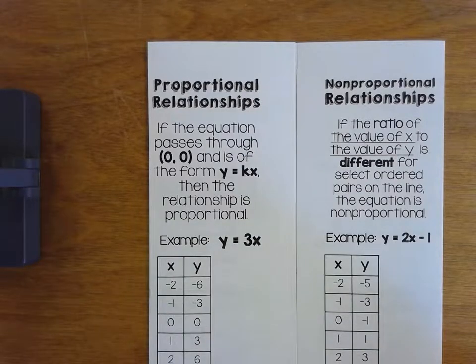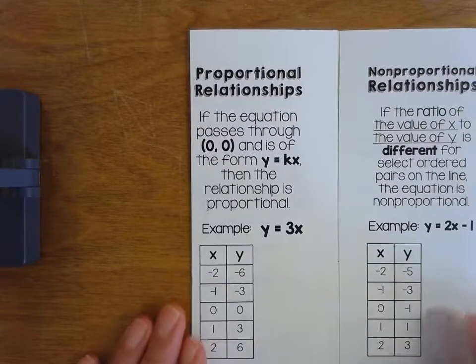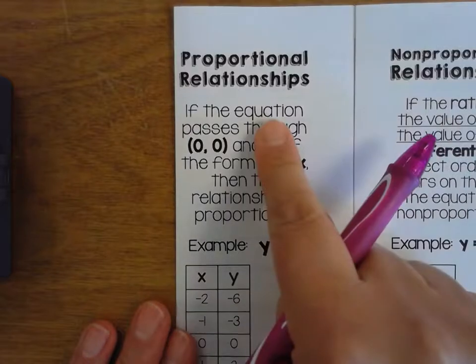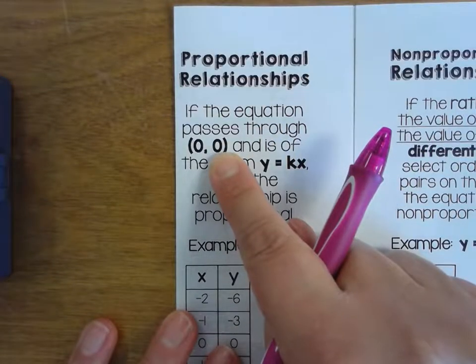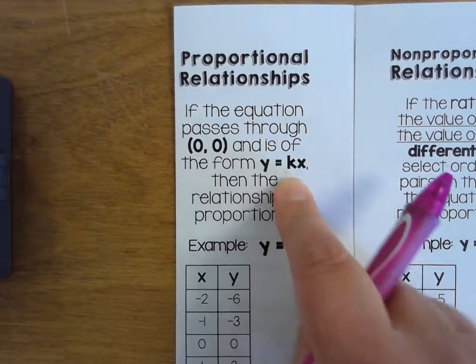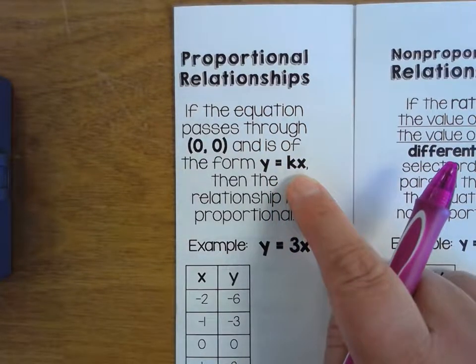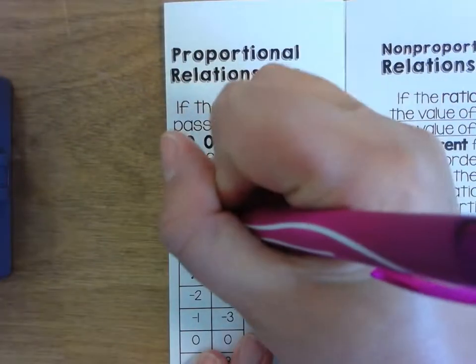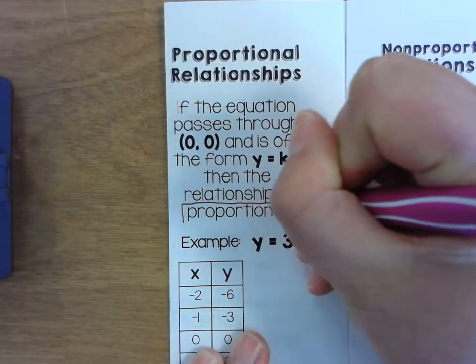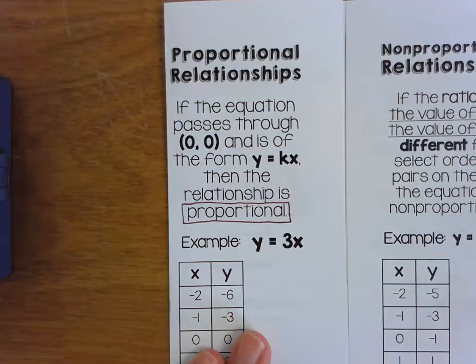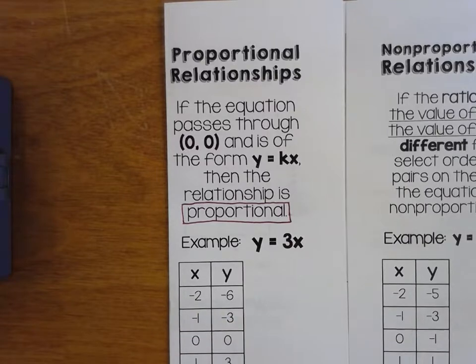Alright, so for now, for our notes, we're going to focus on the left side, proportional relationships. If the equation passes through (0, 0), that's the origin, and is of the form y = kx, so that's like direct variation, which we did in the previous unit, then the relationship is proportional. If you're going to take notes with me, draw a box around that because that's what we're highlighting, or you can use a highlighter and color that.